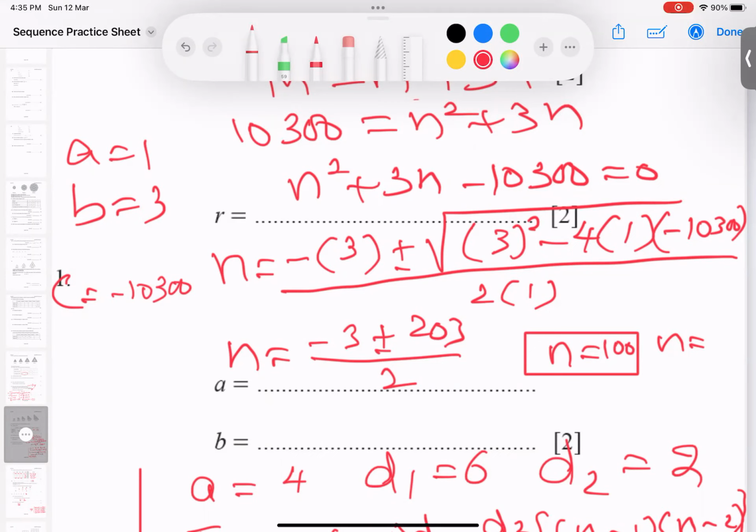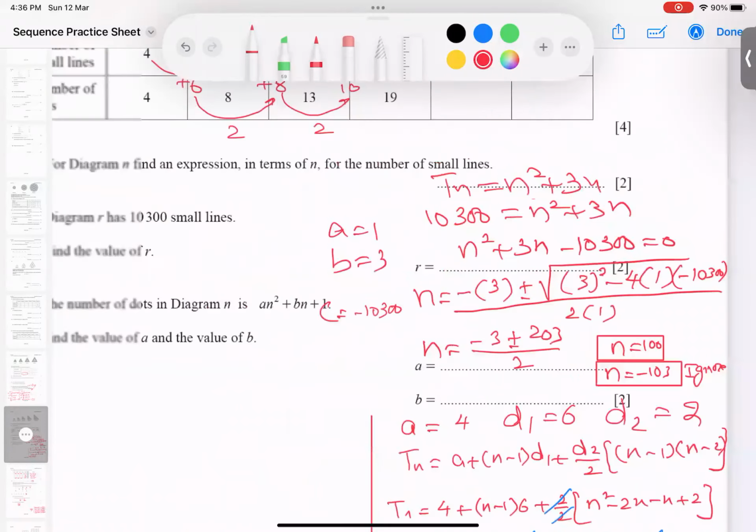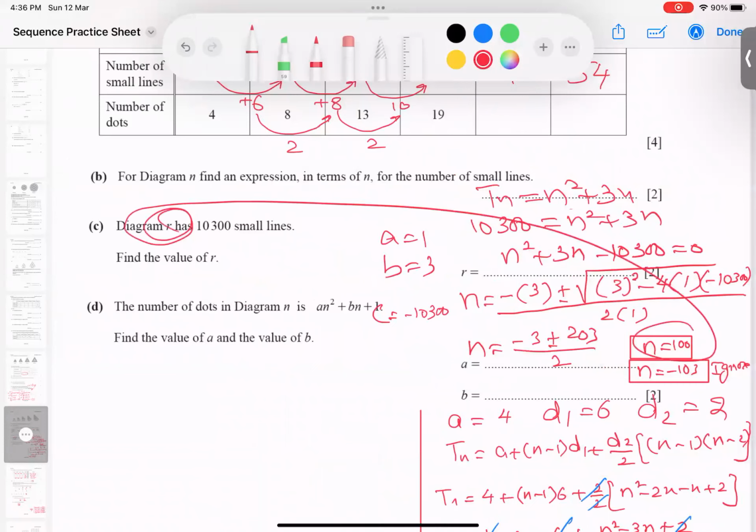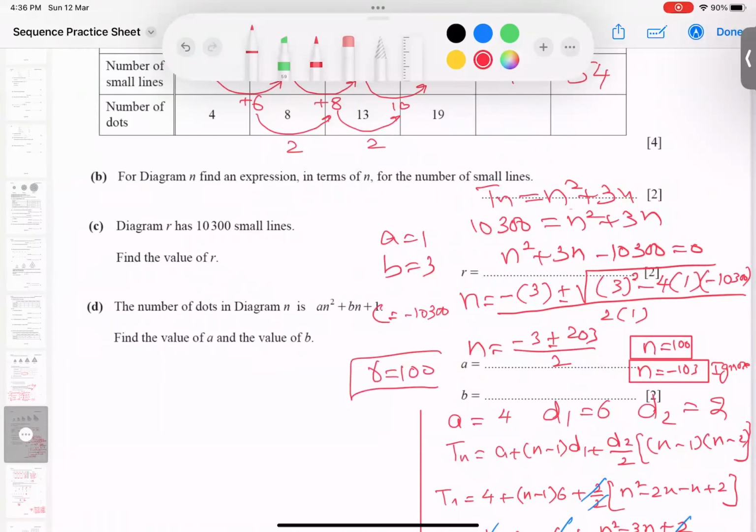negative 103. And you know it very well, term number is never negative. Let me recheck. Yeah, correct. So this is not possible. Ignore negative, because term number cannot be negative. So my answer is, he was asking what the diagram number is? You say, sir, the diagram number is 100. So alhamdulillahi rabbil alameen. But I will teach you another technique, which is the most important technique.